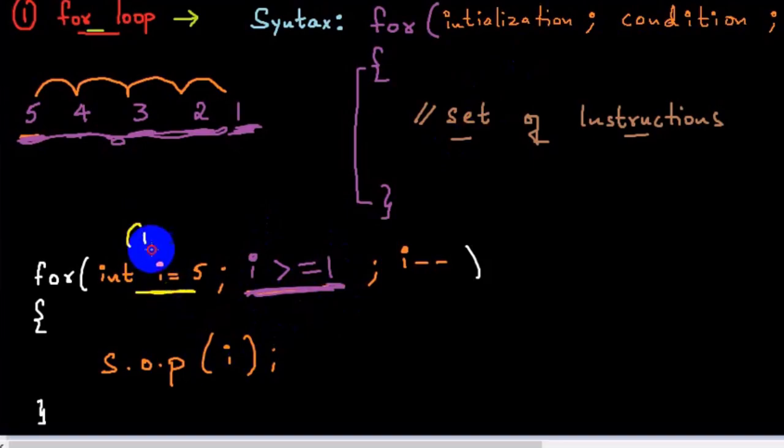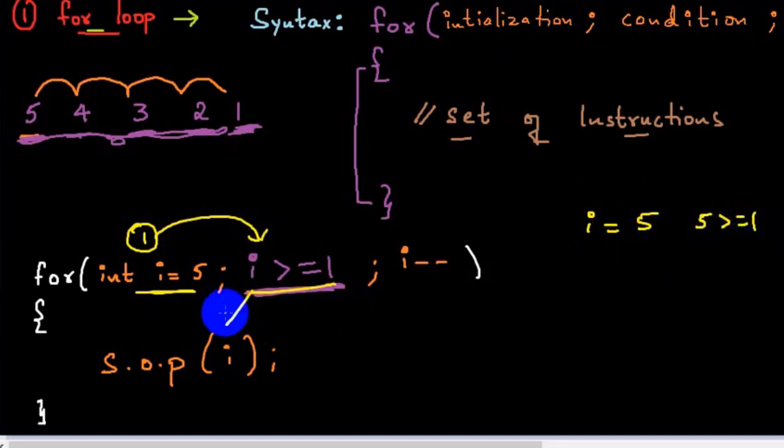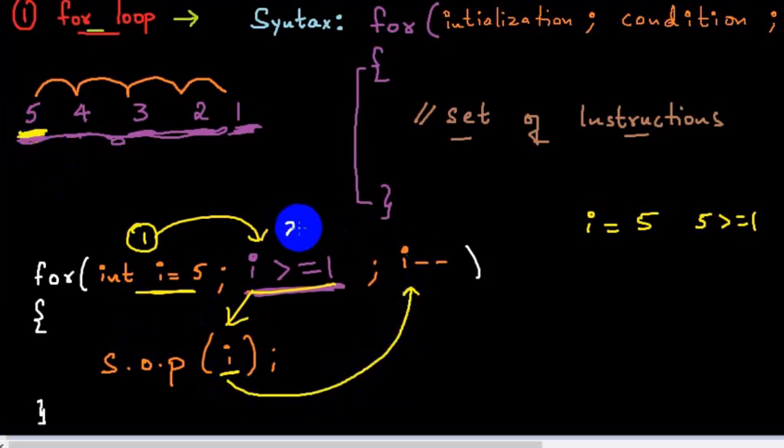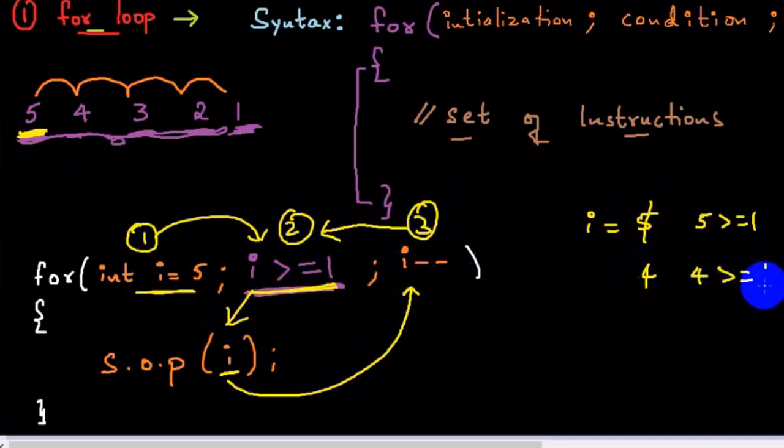What is my i value? Step number 1, i value is 5. Then check the condition. Is 5 greater than or equal to 1? Yes, true. Control comes inside. 5 will get printed. Then the loop goes back. Step number 3, i minus minus. i value will become 4. Then check the condition. Is 4 greater than or equal to 1?